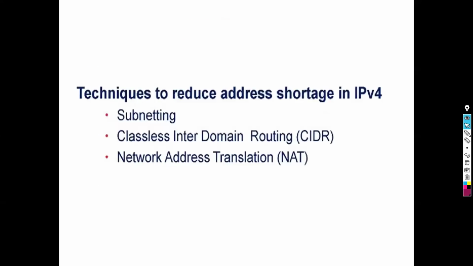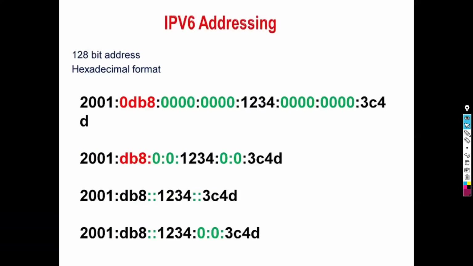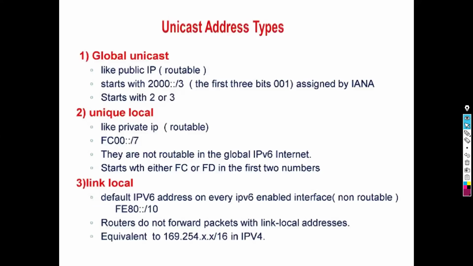So let me give you a basic idea. This is the IP version 6 format. In IP version 6, we have unicast address types: global unicast, unique local, and link local. Global unicast is what? All public IP in IP version 6. You can say global unicast IP, a public IP, or a routable IP address.